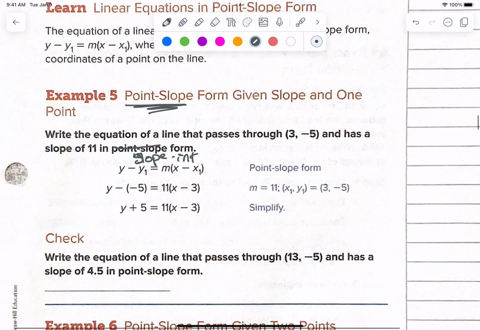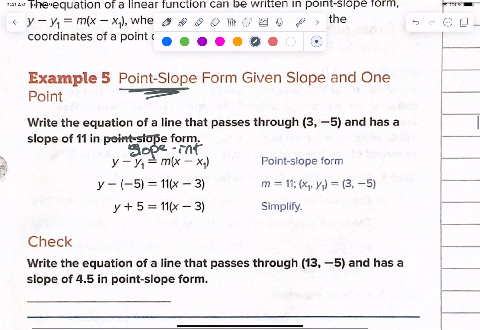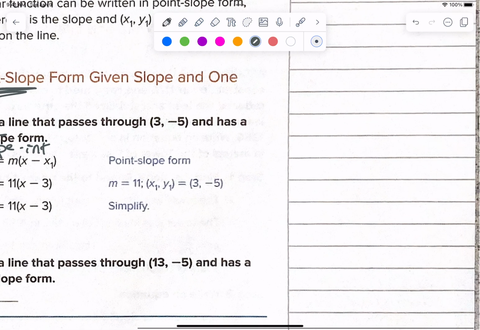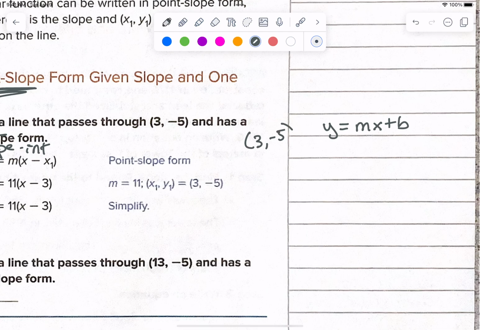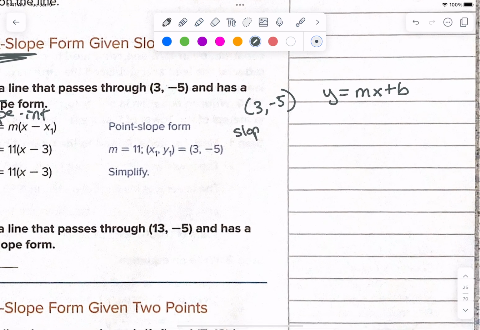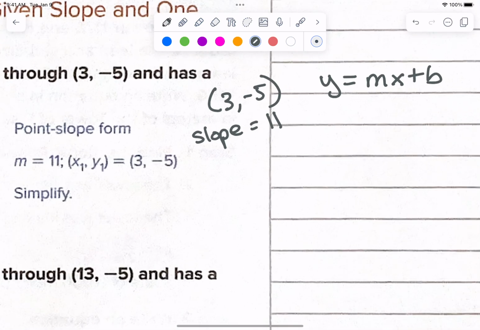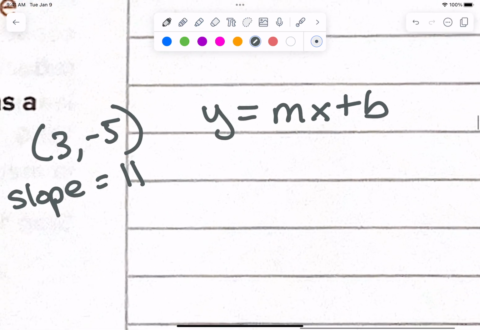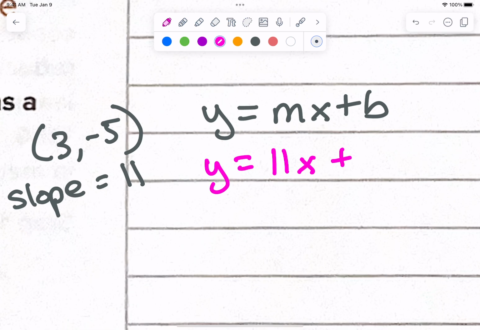Slope intercept form. All right, write the equation of the line that passes through (3, -5) and has a slope of 11. If we're doing slope intercept form, we want y equals mx plus b. The two things they give me is (3, -5) and that the slope is 11. That's the information that it gives me. Where are you going to start with this? The slope is 11, so that goes in for m, right?